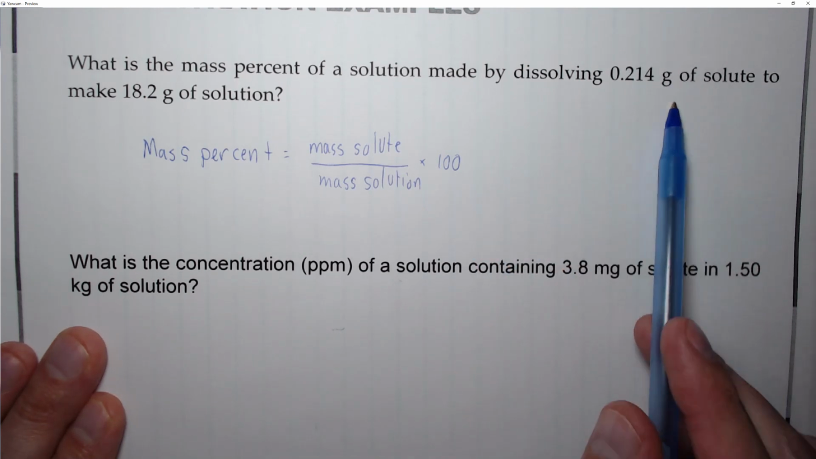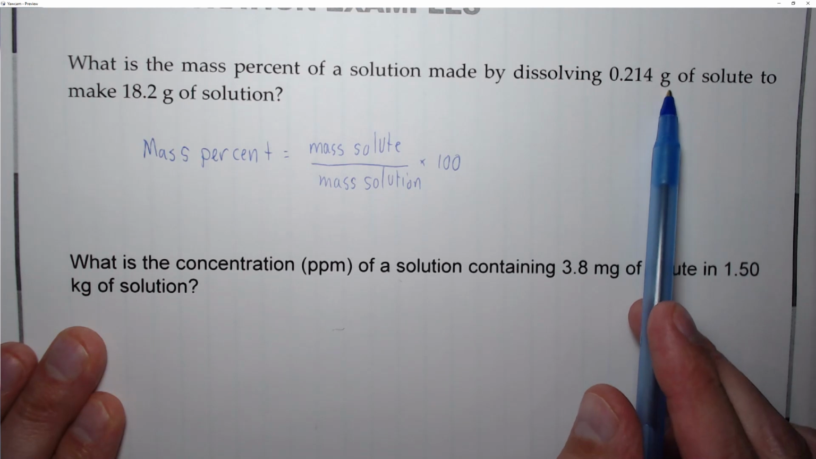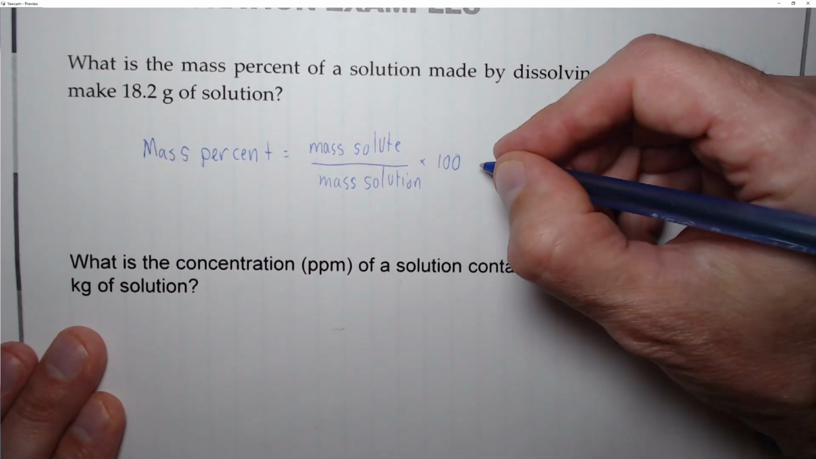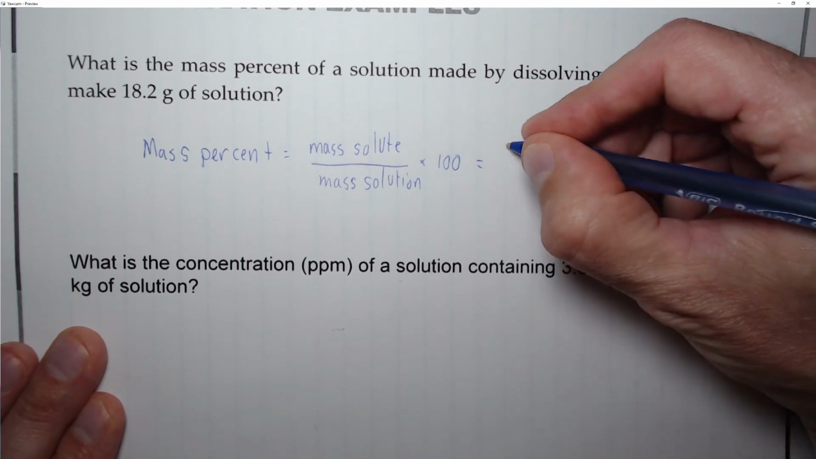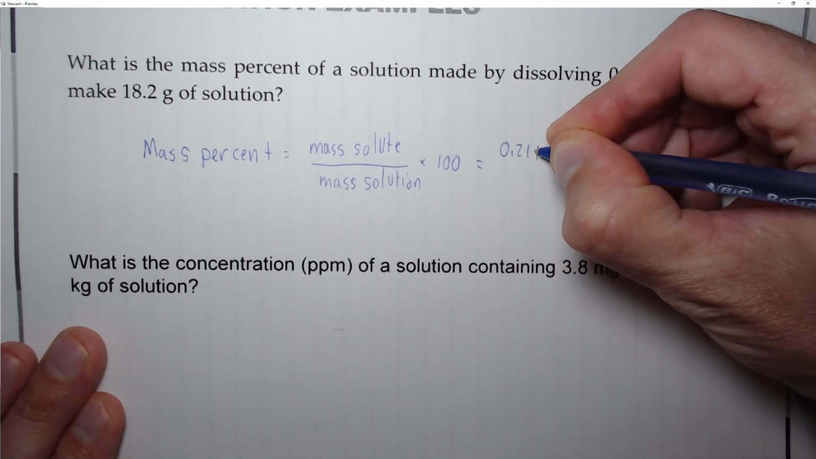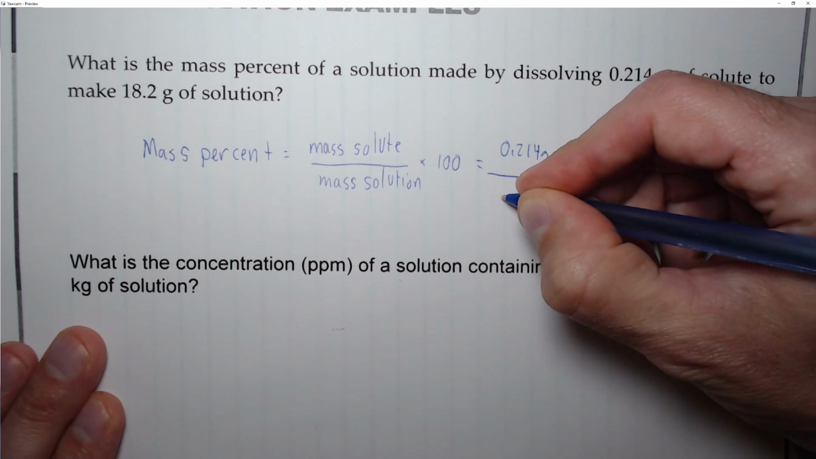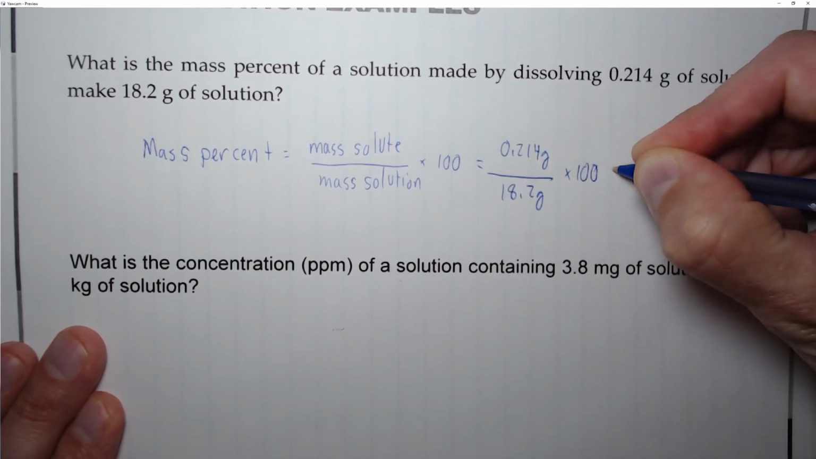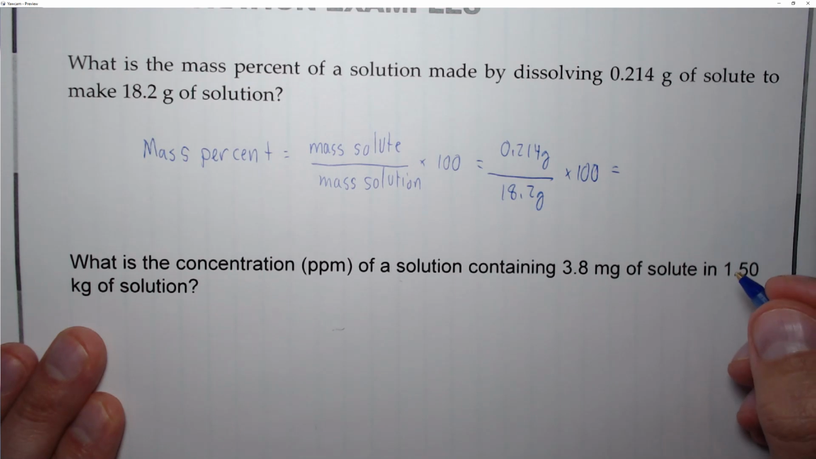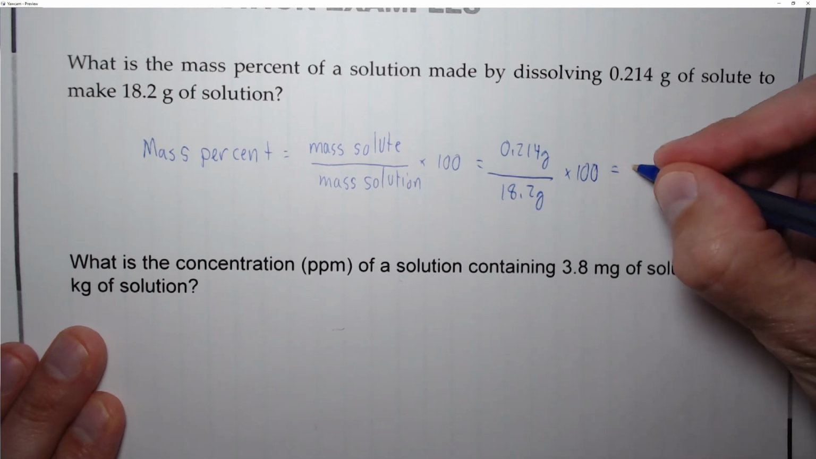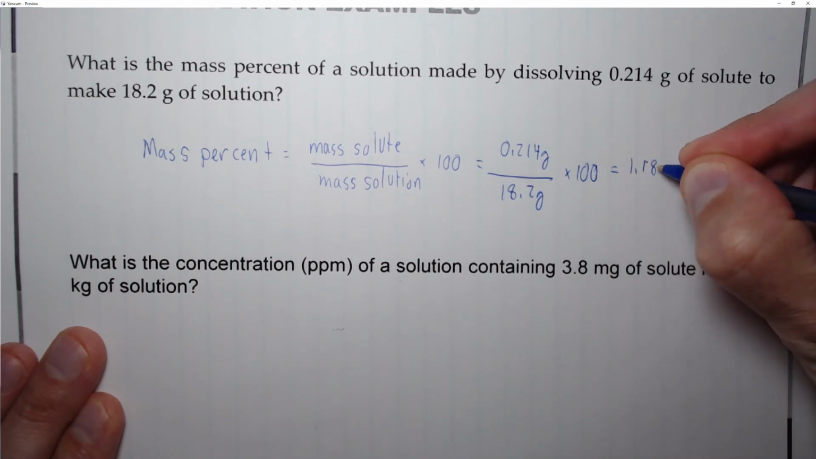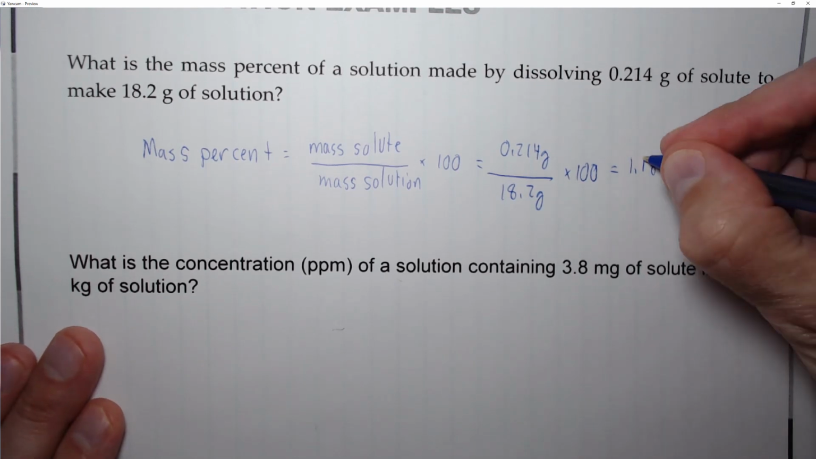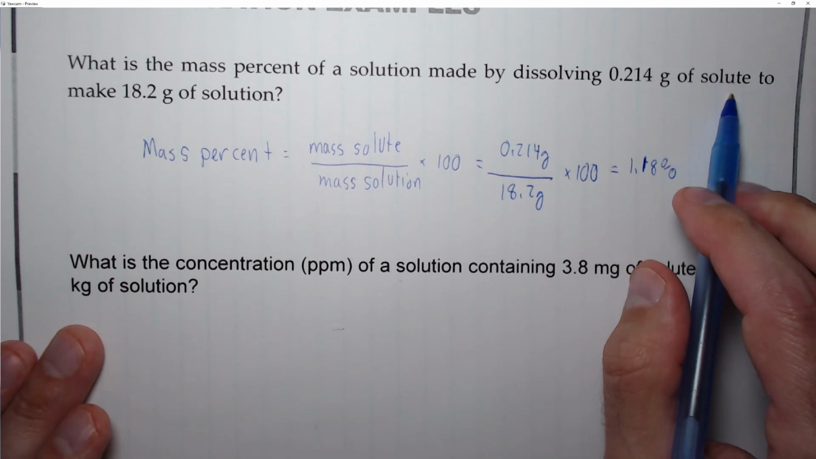They'll cancel out and you'll get percent as your answer. In this case, our mass of solute is 0.214 grams and the mass of the solution is 18.2 grams, so they're both in the same unit, grams. Let's go ahead and plug in. 0.214 grams divided by 18.2 grams times 100. When we do that math, we find that this solution is 1.18% solute, whatever this solute is.